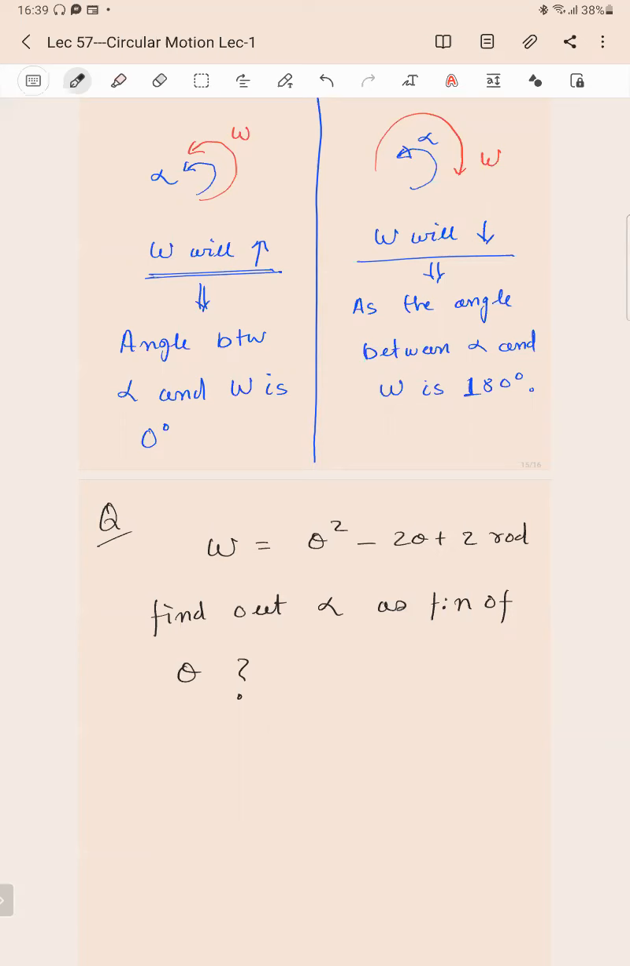Which formula will you apply? Sir, omega d omega by d theta. Omega d omega by d theta. Okay, do it and send me.